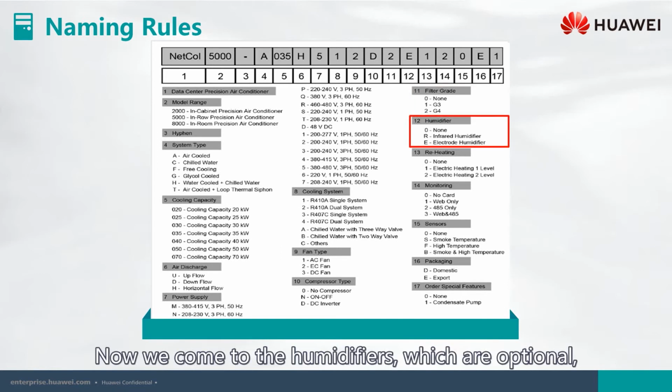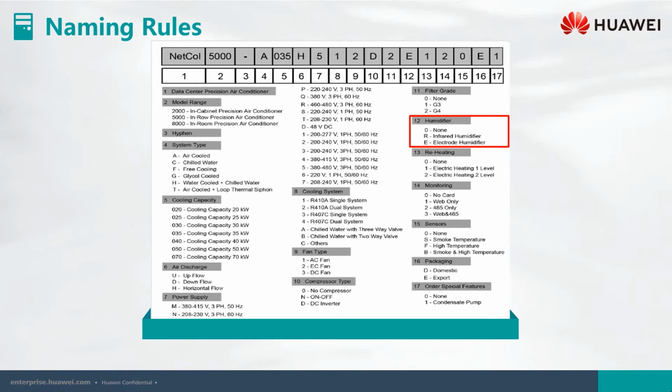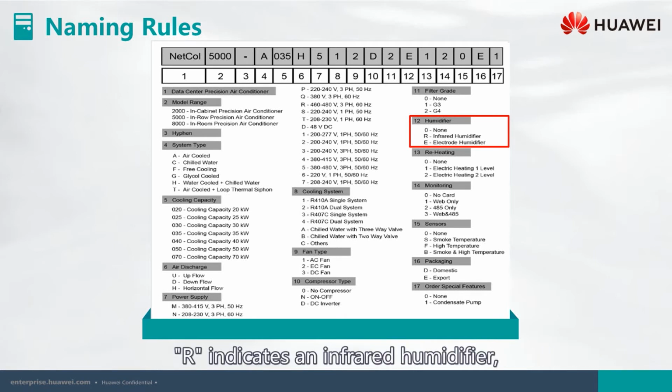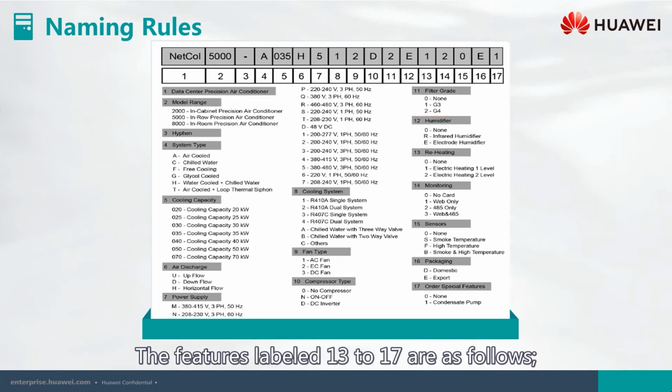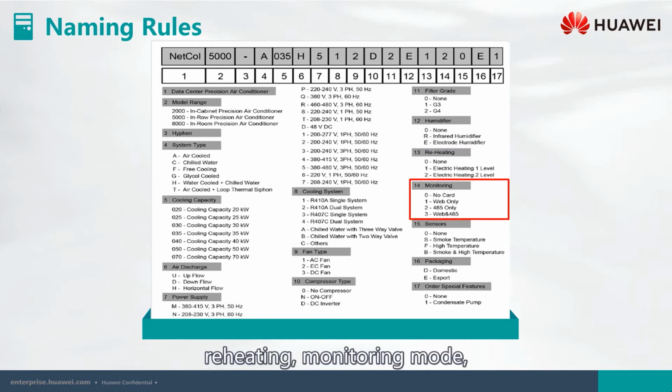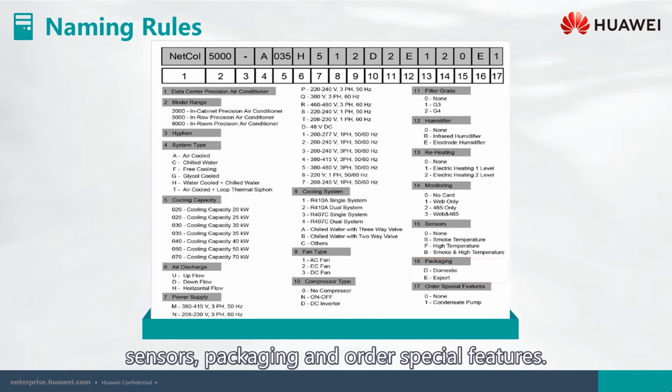Now we come to the humidifiers, which are optional. So 0 in a model name means that there is no humidifier. R indicates an infrared humidifier, and E refers to an electrode humidifier. Nowadays, we also have wet film humidifiers. The features labeled 13 to 17 are as follows: reheating, monitoring mode, sensors, packaging, and order special features.